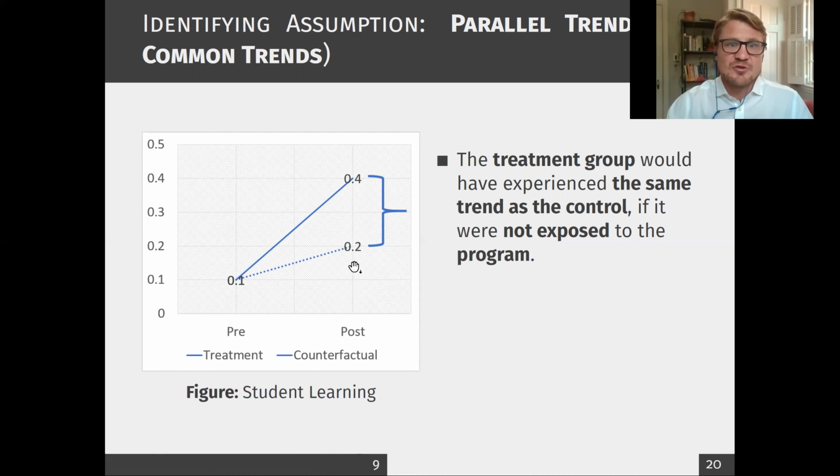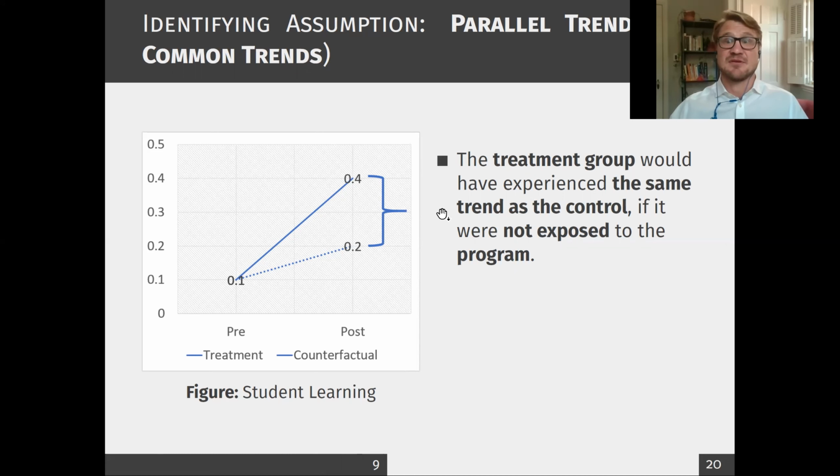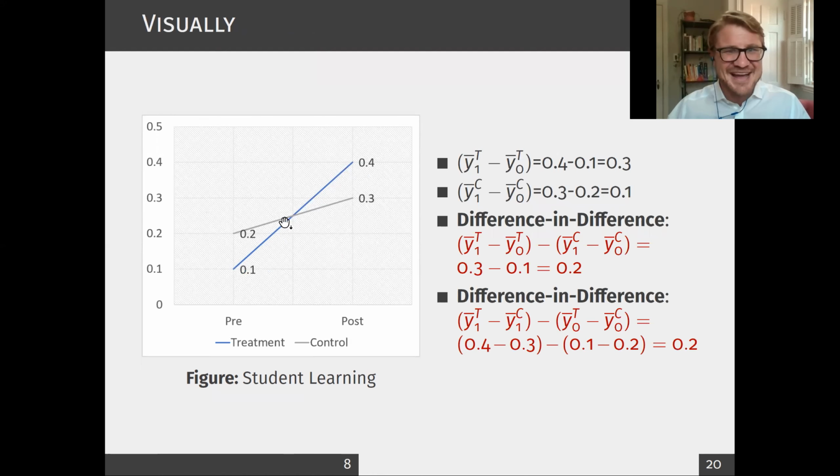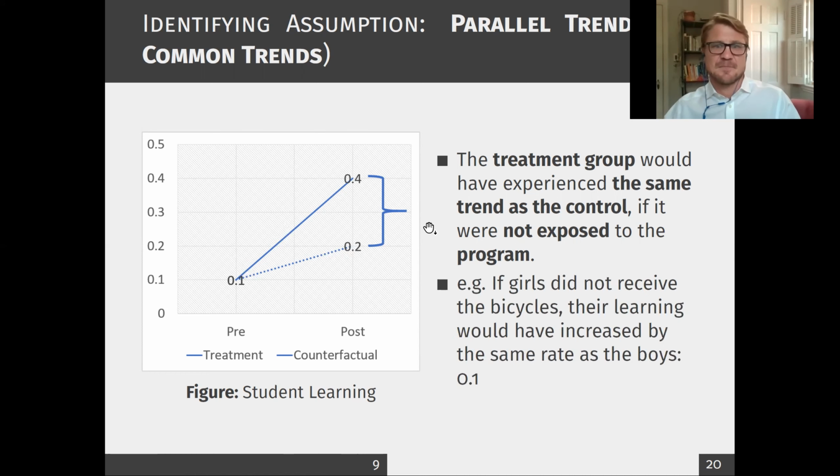What's great is you don't require the treatment and the control to have the same values in the pre-period. Boys and girls in this case don't have to have exactly the same academic performance, but you just have to assume that the changes over time would have been the same absent the treatment. And so in this case, you subtract 0.2 from 0.4, which is, again, 0.2. And it's called parallel trends because if you draw this gray line across there, this gray line is parallel with this dotted blue line. Great.